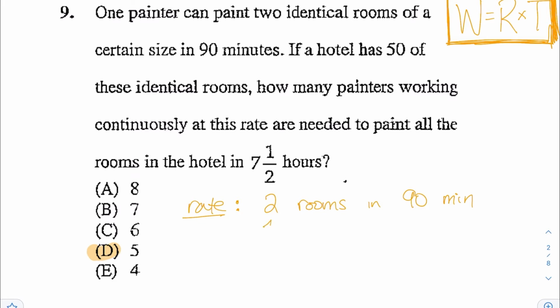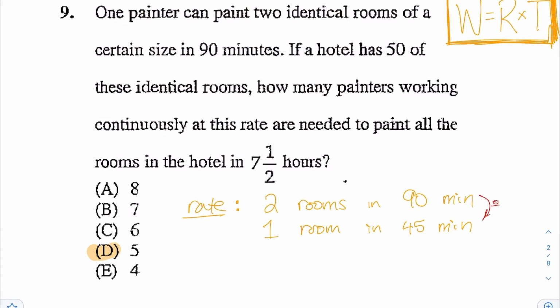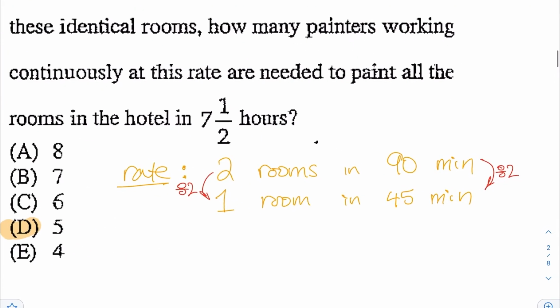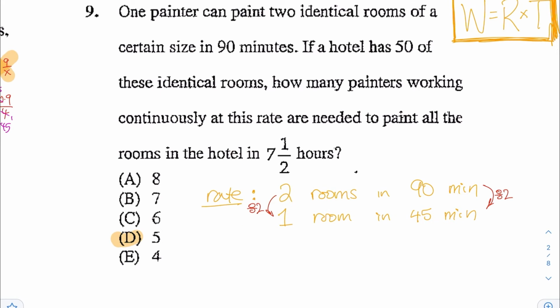So that means that you can paint 1 room in 45 minutes. Because time and number of rooms painted, they're directly proportional. So you can just divide by 2 on the left side, divide by 2 on the right. So that's the idea. Now, you need multiple workers to paint this entire hotel. So here, if you have 1 worker, that's equal to 1 room in 45 minutes.